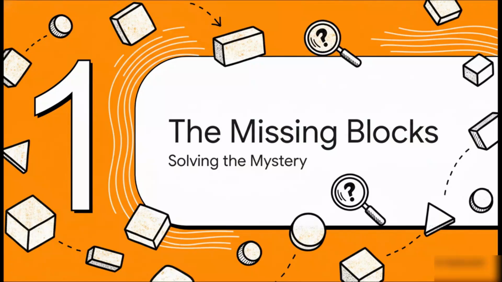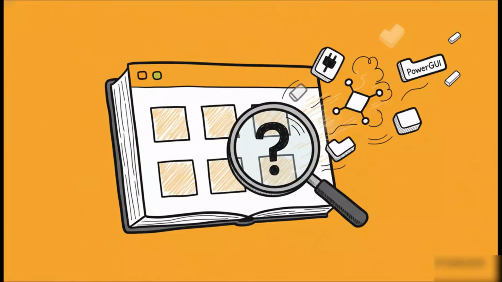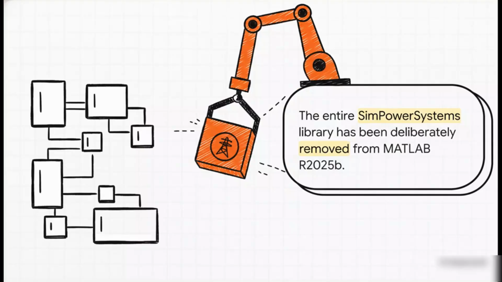In this first section, let's play detective and solve the mystery of the missing blocks. And trust me, this is where the story gets pretty interesting. You pop open the library browser, and you immediately notice your go-to blocks are just gone. The core components of the Specialized Power Systems library, or SPS, are missing. We're talking about things like the Powergui block, the Universal Bridge, even basic stuff like current and voltage measurement blocks. They're nowhere to be found. It seriously feels like the entire foundation for power systems modeling has been ripped out from under you. And that's because, well, it has.